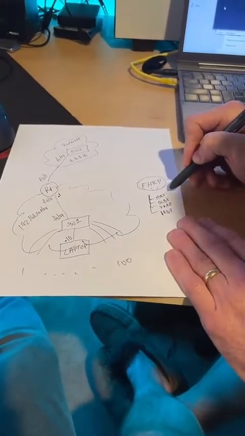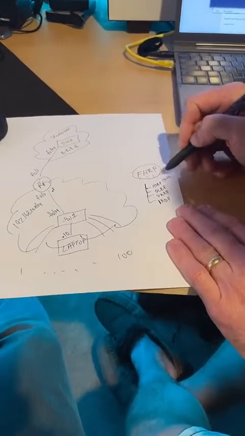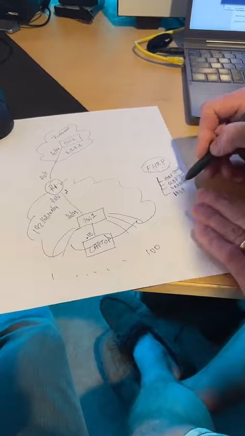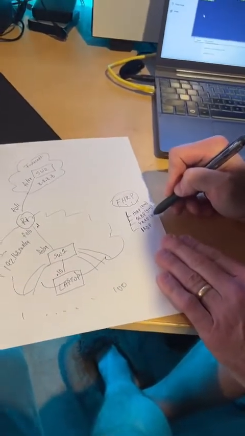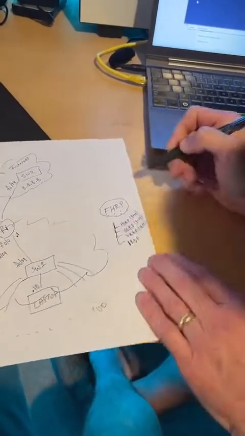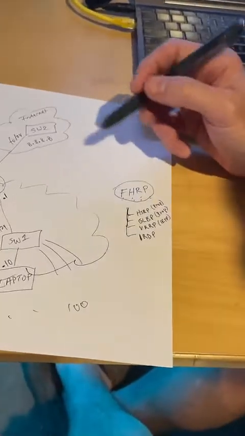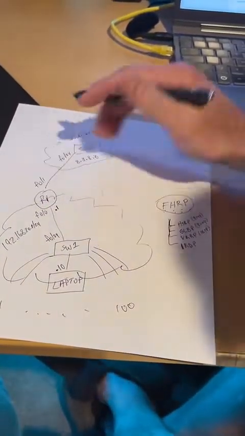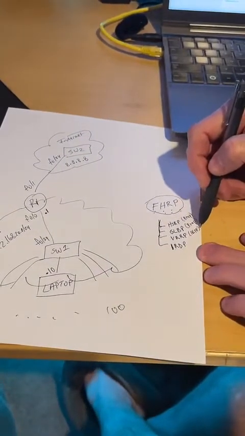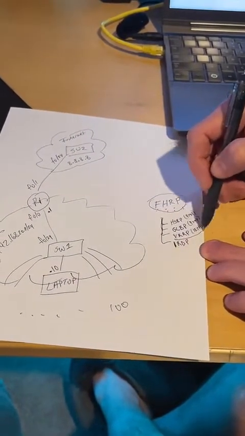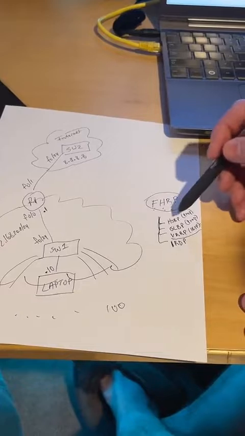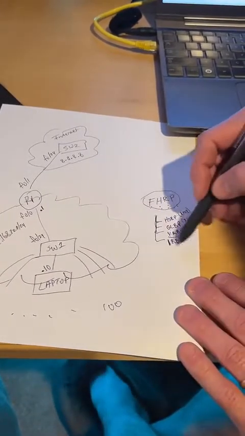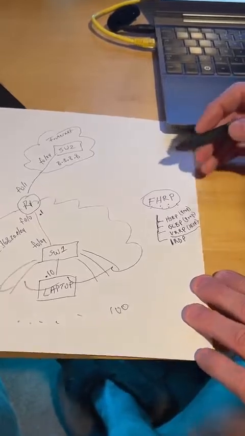So HSRP is Cisco proprietary. GLBP is Cisco proprietary. VRRP is an Internet Engineering Task Force standard. So if you have a multi-vendor environment where you're dealing with multiple vendors of routers, you're probably going to want to use an Internet Engineering Task Force standard for a first hop redundancy mechanism. If you're sold out on Cisco and you've got tons of Cisco, then you can use one of these. And I don't even know if anybody uses IRDP anymore.